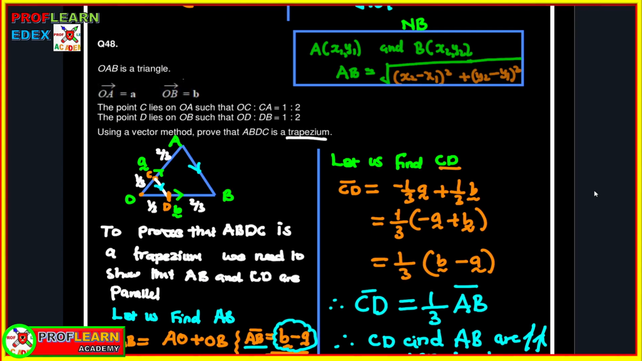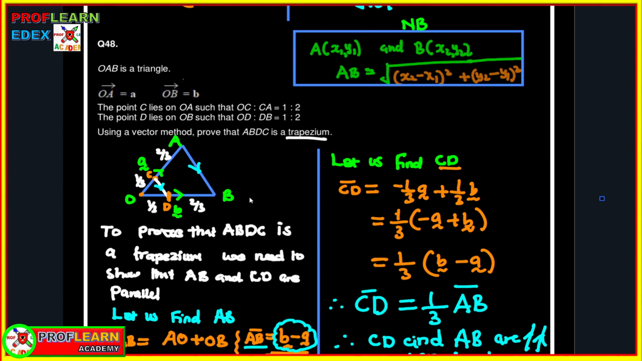Right, so the next question, 48, which is our last question, is that we are told OAB is a triangle. OA equals vector A, OB equals vector B. And then we're told that C lies on OA such that OC ratio CA equals 1:2, and point D lies on OB such that OD ratio DB is 1:2. Using vector method, prove that ABCD is a trapezium.